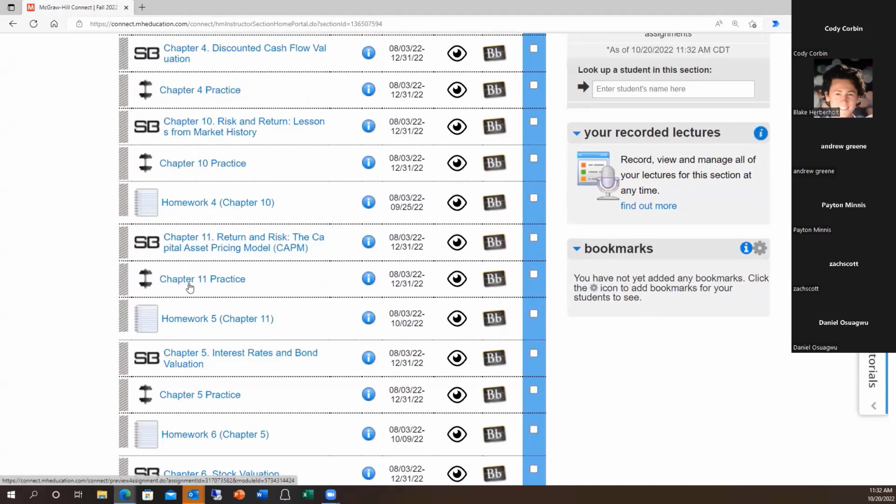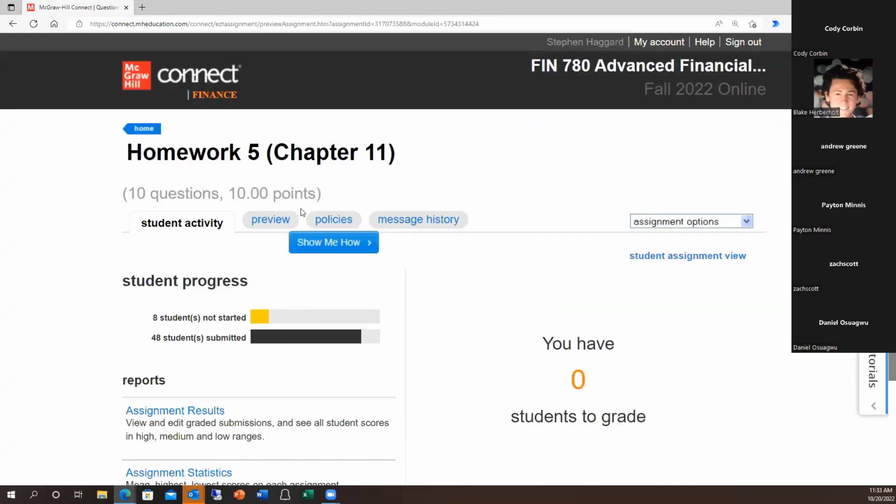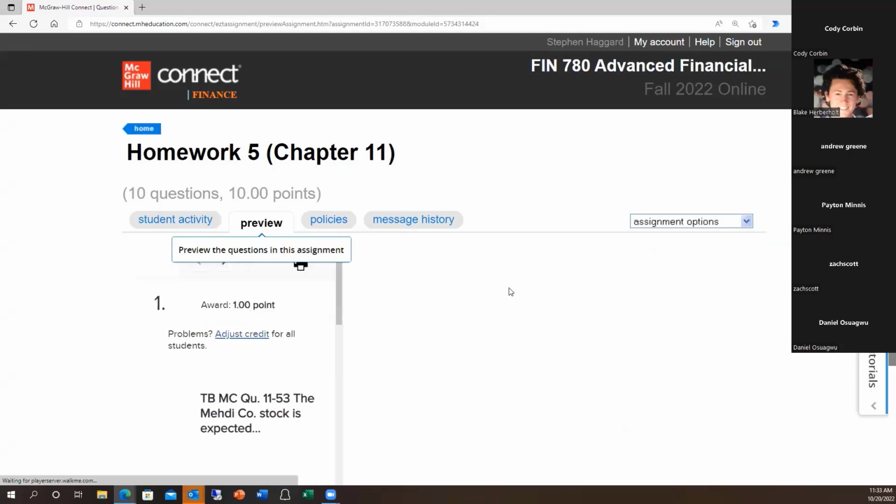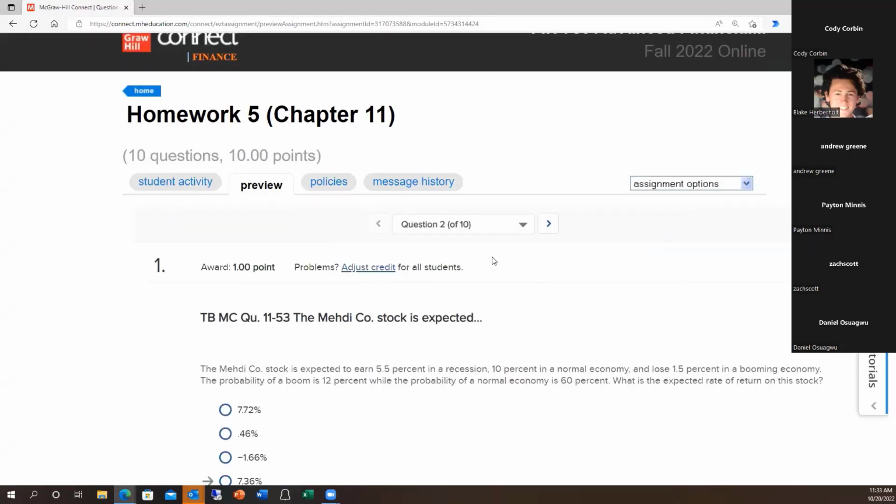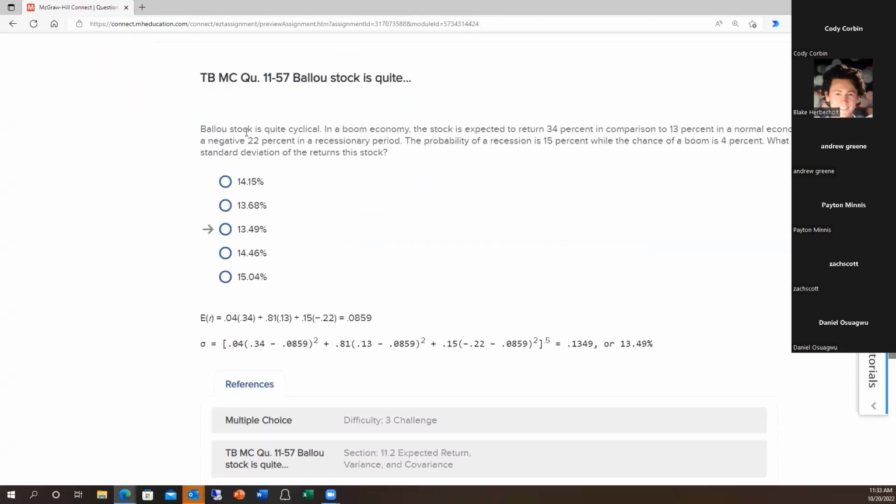All of them that I've got here are from the homework. And the first one appears to be number 2. Baloo stock is quite cyclical. In a boom economy, the stock is expected to return 34% in comparison to 13% in a normal economy and negative 22% in recession. The probability of a recession is 15%, while the chance of a boom is 4%. What is the standard deviation of returns of this stock?